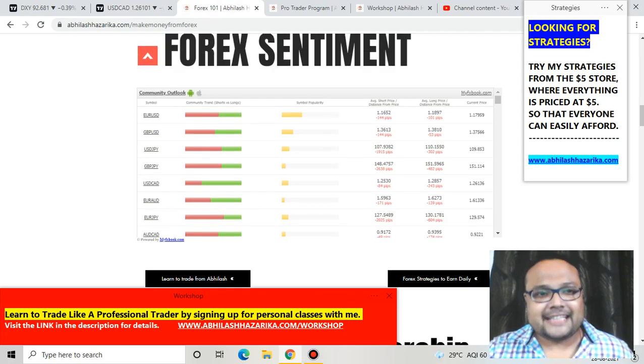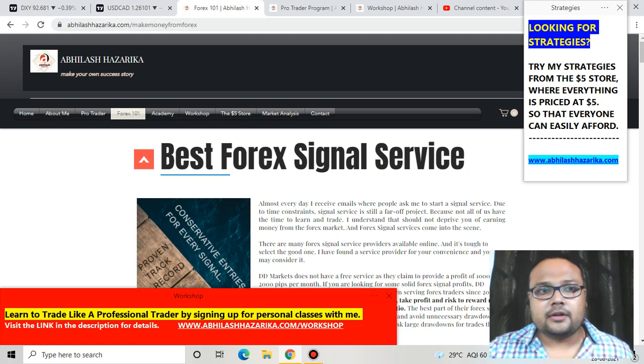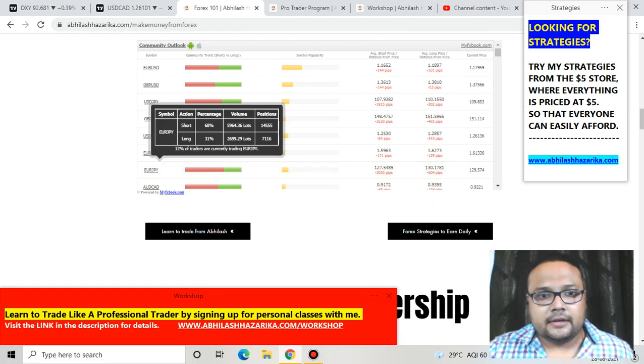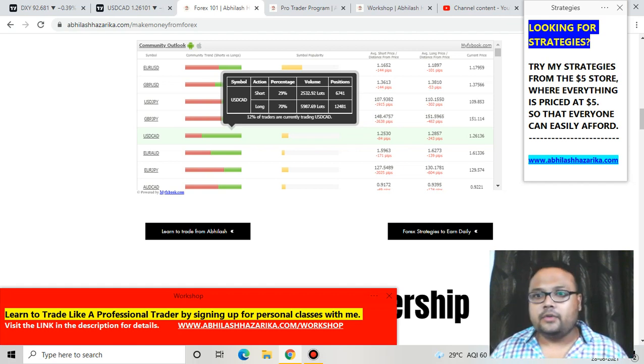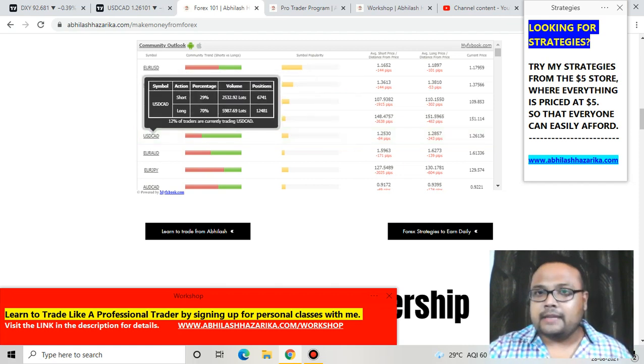And if you go to the Forex sentiment meter here, you'll find the Forex sentiment meter on my website avilashhazarika.com under the Forex 101 section. In the Forex sentiment meter, you can see that 29% of retail traders have taken a short position and 70% of retail traders have taken a long position. So 70% of retail traders are thinking that the market will be going up, and 29% are thinking that the market will be going down, and we are also thinking that the market will be going up.